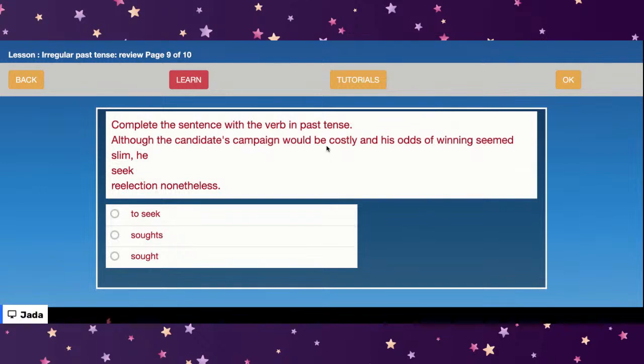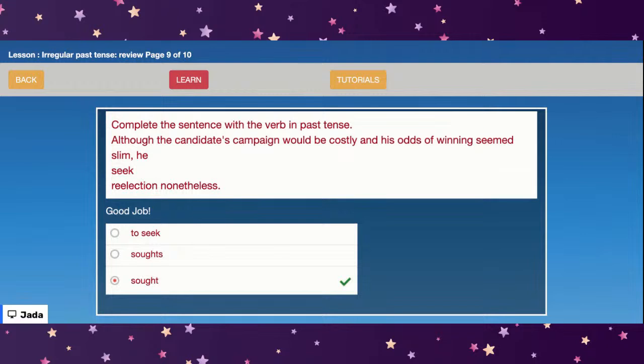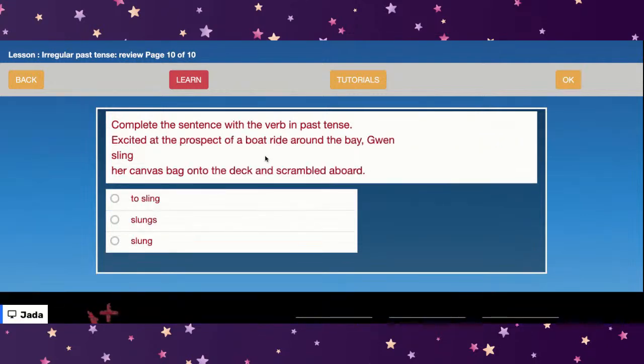Although the candidate's campaign would be costly and his odds of winning seemed slim, he seek re-election nonetheless. So seek. So what would be the past tense of seek? It has to be he sought re-election nonetheless. Excited at the prospect of a boat ride around the bay, Gwen slung her canvas bag onto the deck and scrambled aboard. So slung. Okay.